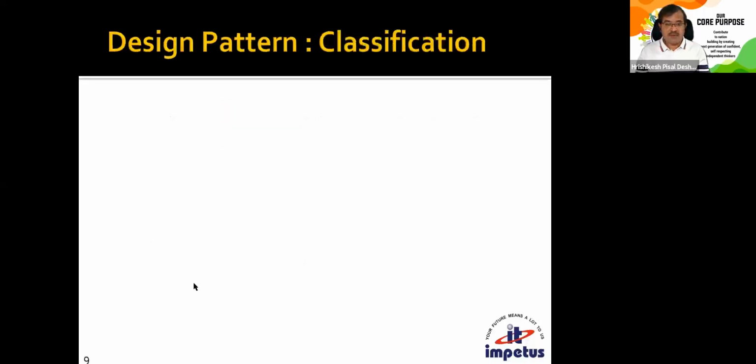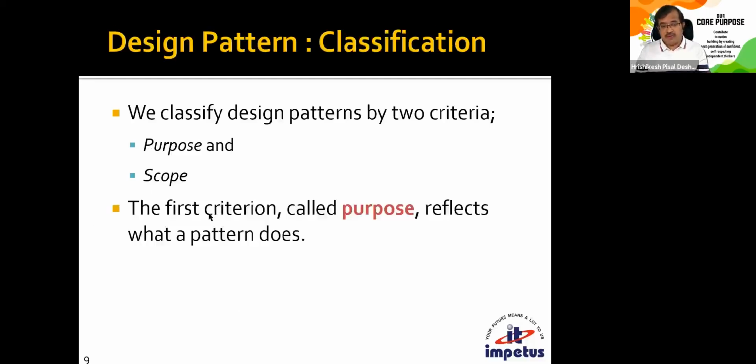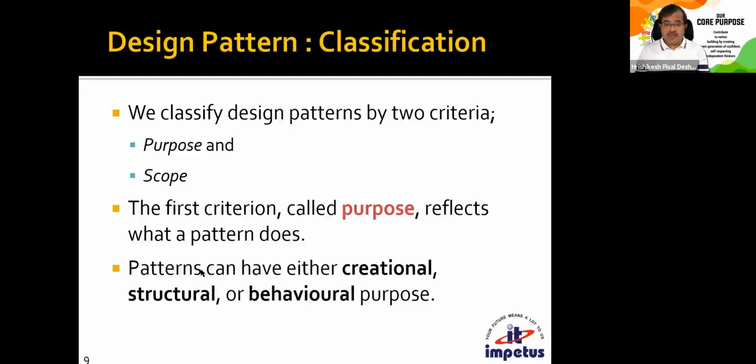The design patterns that have been given, the Gang of Four very beautifully have classified these patterns. They have classified these patterns based on two criteria. One is scope and the second is purpose. On both of these, they have classified all the patterns which have been given. The first criterion, purpose, reflects what the pattern does. The pattern can have either a creational, structural, or behavioral purpose.